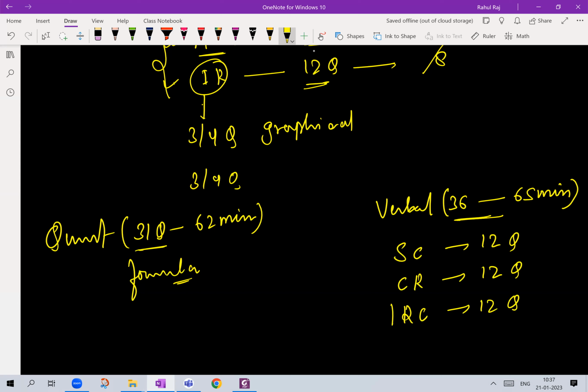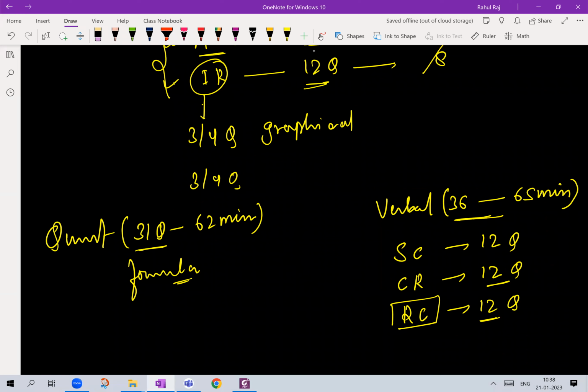Sometimes it might happen that the questions from reading comprehension are 14. You can have questions from essays 11, questions from CR 11. Sometimes it might happen that questions from sentence correction are 13 or 14. You might have one question more in CR or one question less in RC. But overall, the framework is 12, 12, 12. This is what is usually asked in the exam.